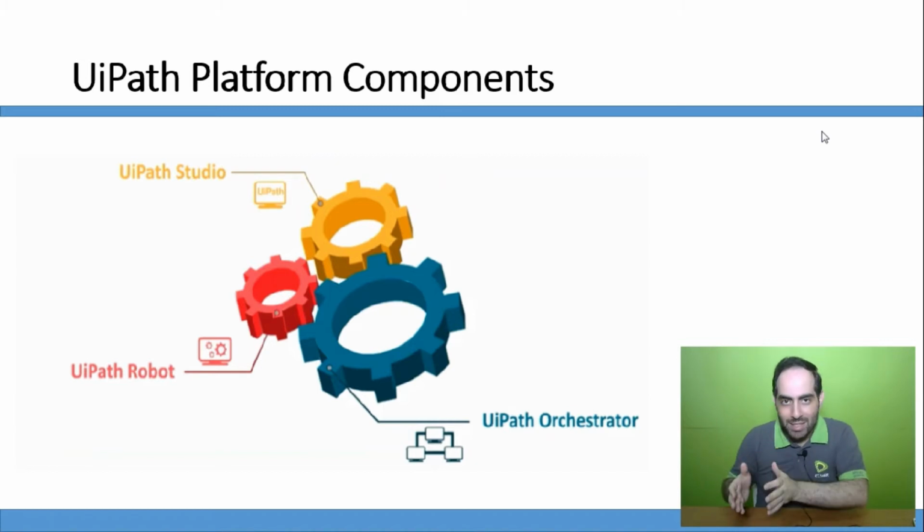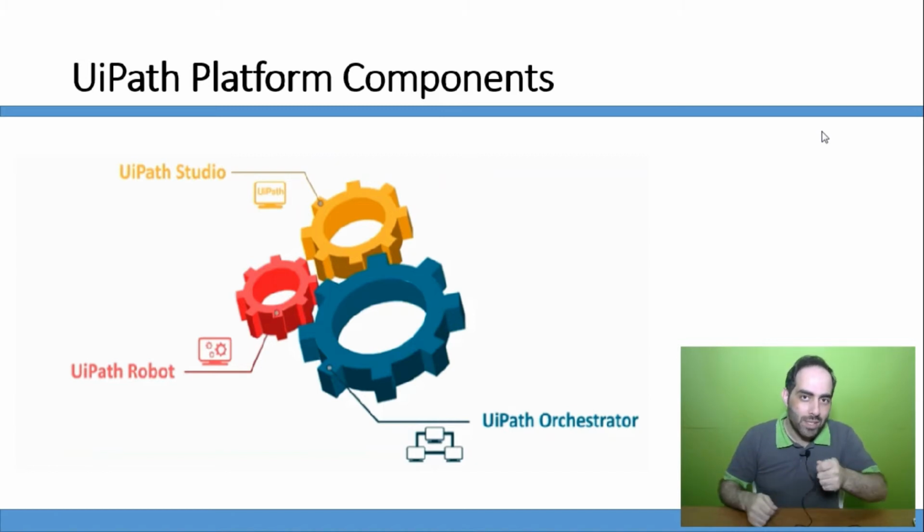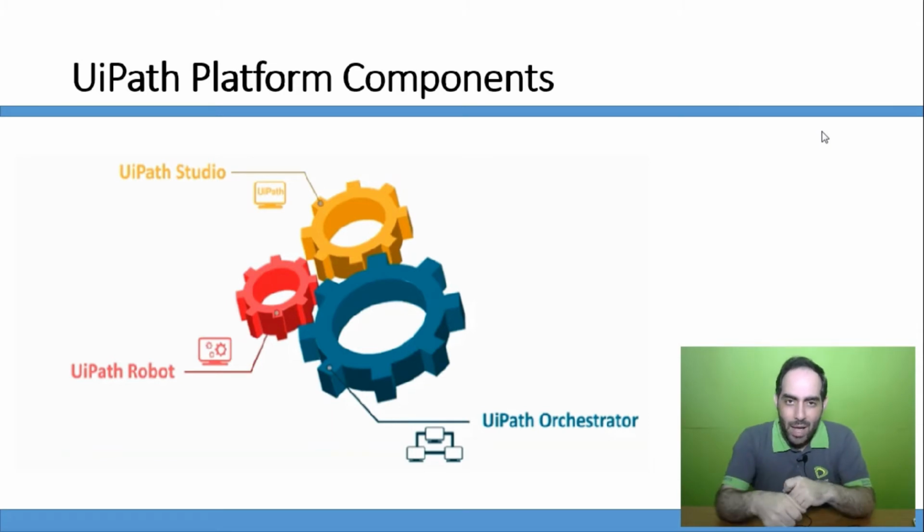So UiPath Robot is actually what is going to handle the execution. After I create and design my automation, I want to execute it. To execute it, I need the UiPath Robot. Even in any programming environment, usually you need to write the program and you need to execute it. Here also it is the same: we write our program or design our automation using UiPath Studio, and to execute it we need UiPath Robot. The third component is Orchestrator. UiPath Orchestrator gives us the option to run a certain automation remotely, and we can also schedule any kind of automation. So these are the components which we have in UiPath.